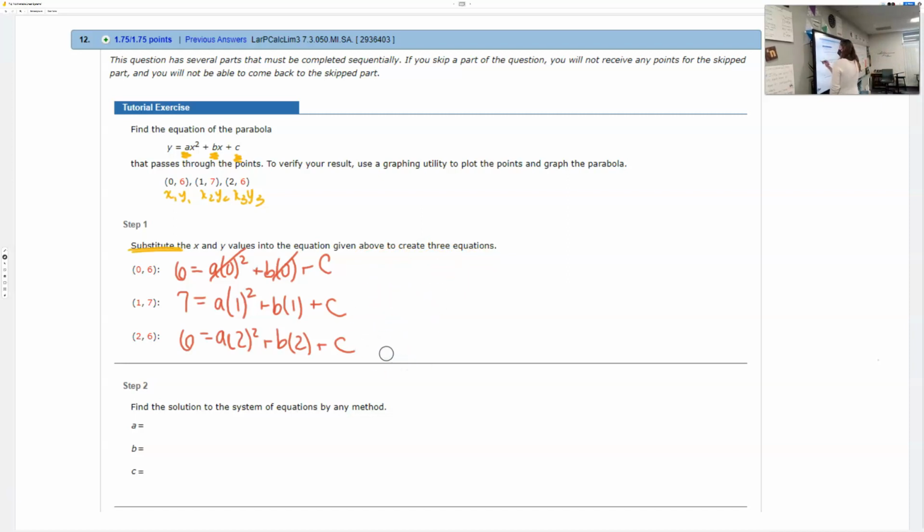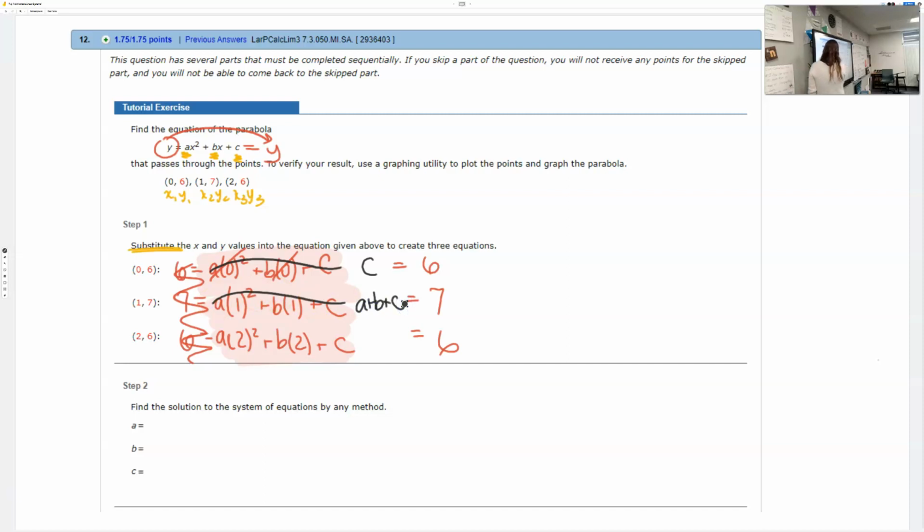They just rearranged it so the y's were on the other side. They said think about this as being equals y. Then they had the equal 6, the equal 7, the equal 6, and all you were trying to plug in was this part. Let's simplify. For this one it just ended up being C, this one ends up being A plus B plus C, and for this one it ends up being 4A plus 2B plus C.